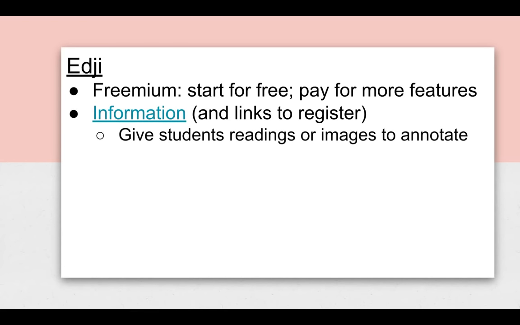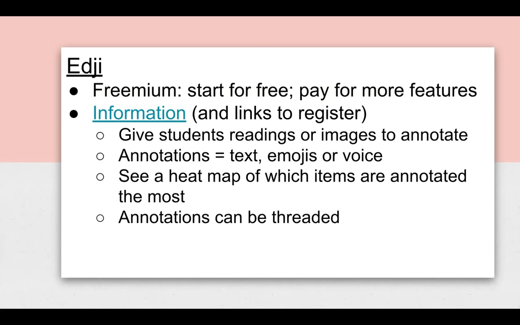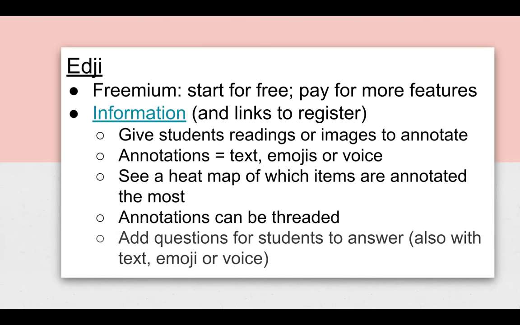And essentially what you do is you prepare in advance the readings or images that you want your students to annotate. You decide how you would like your learners to be able to annotate. You'll be able to see a heat map of which items are annotated the most. As you saw, the annotations can be threaded, meaning that you can allow the students to see each other's annotations and reply to them, and that you can add questions for your students to respond to.